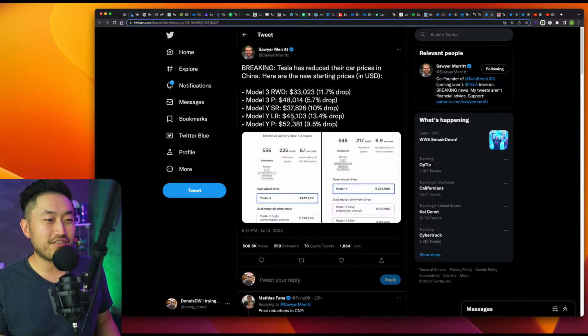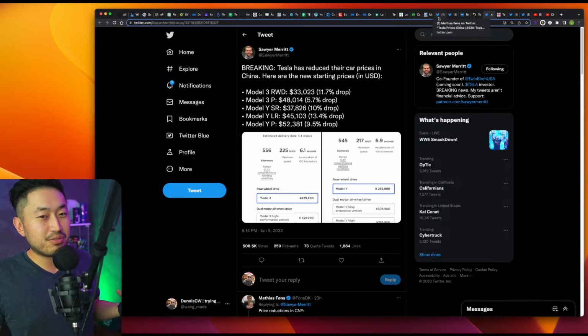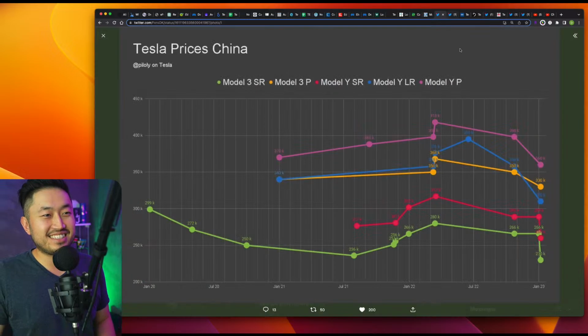Model Y long range at $45,103. Model Y Performance at $52,318. I mean, the Model Y Performance, what is that, like a $70,000 vehicle here in America? So, I mean, they're somehow able to charge these prices in the US. I mean, sorry, in China. So what's to say they couldn't do this in America? But definitely some crazy drops.